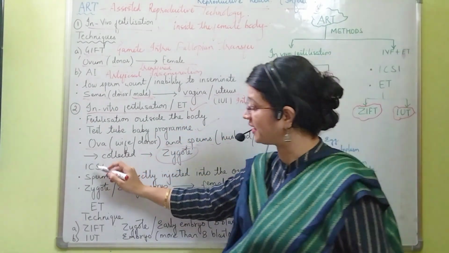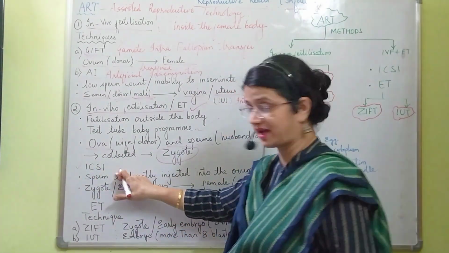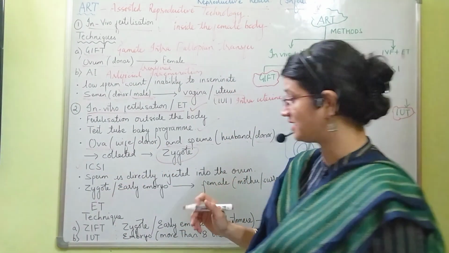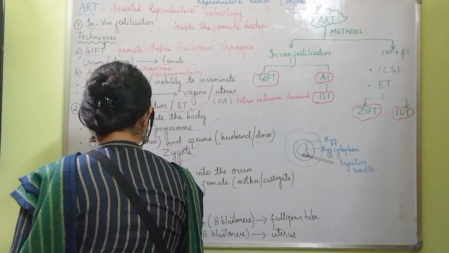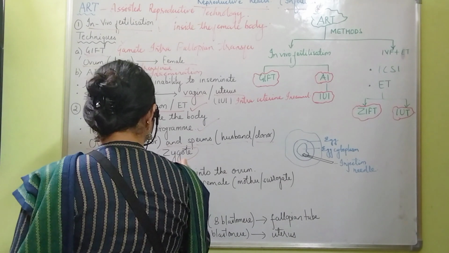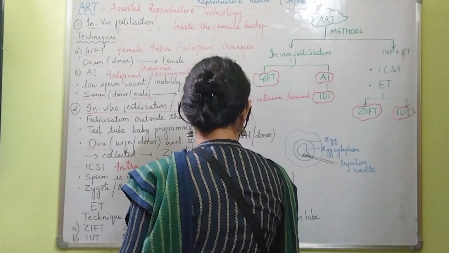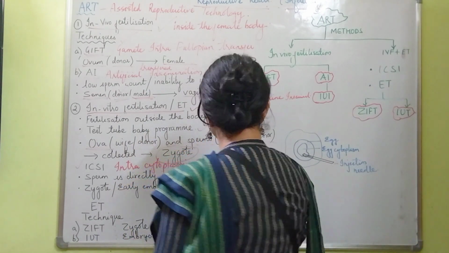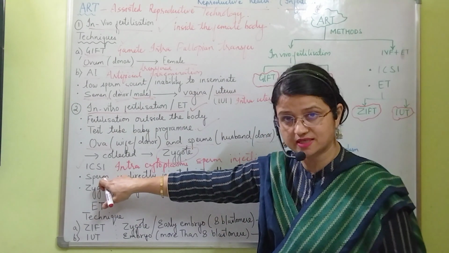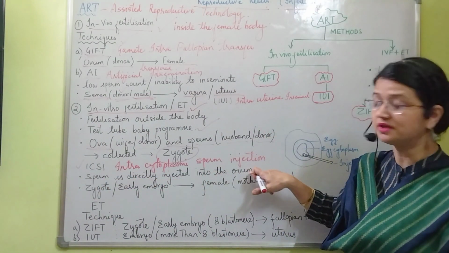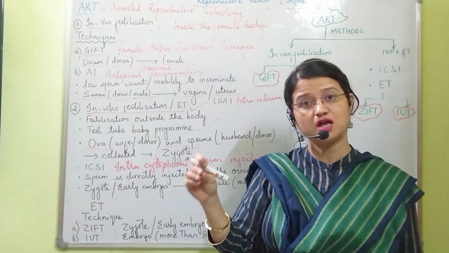We can perform another technology, that is ICSI. Clear? ICSI, that is intracytoplasmic sperm injection. Now here what we do is, in intracytoplasmic sperm injection, the sperm which is taken is directly injected into the ovum. We will take the sperm and we will directly inject it into the ovum.